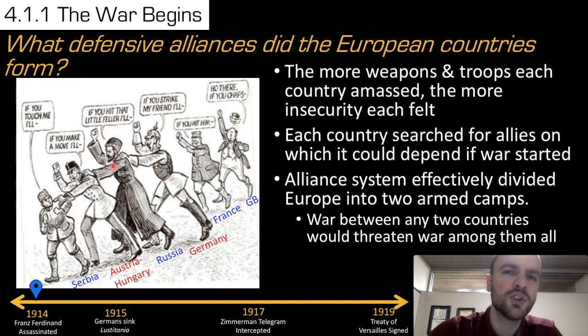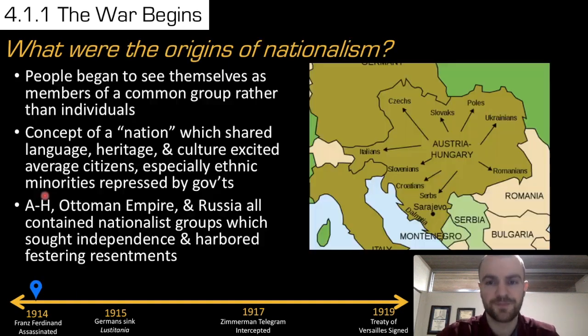What probably should have remained just an isolated conflict between Austria-Hungary and Serbia ended up blowing up into a global affair that involved many, many different countries.